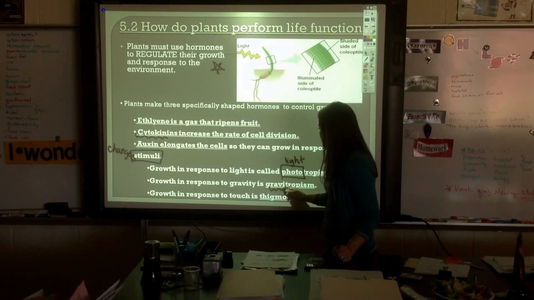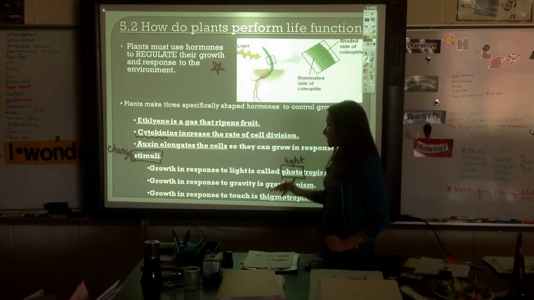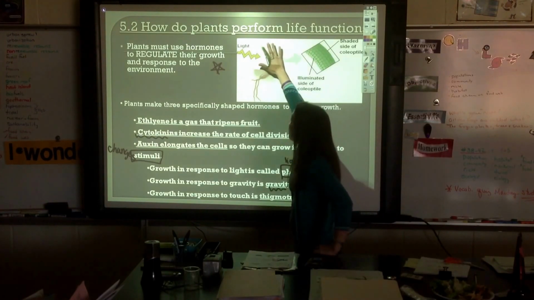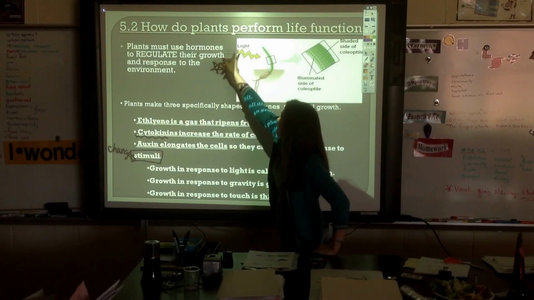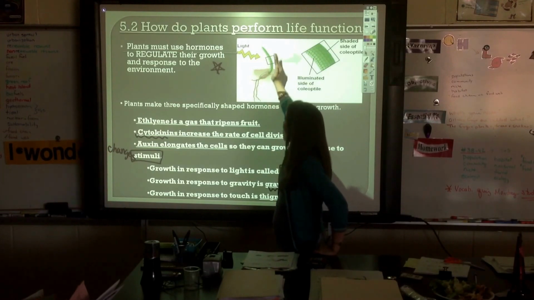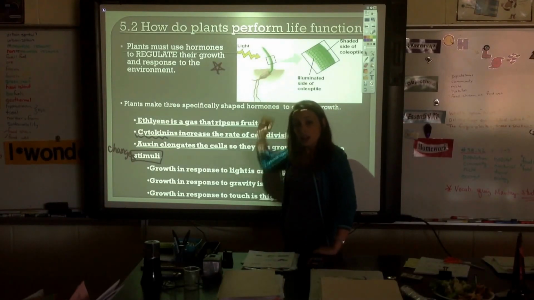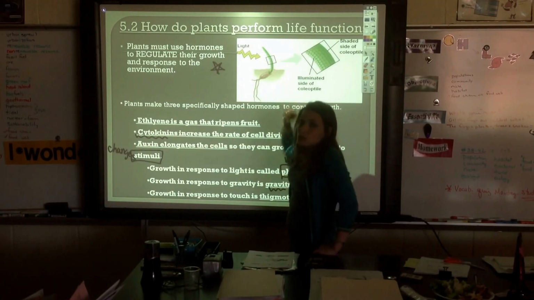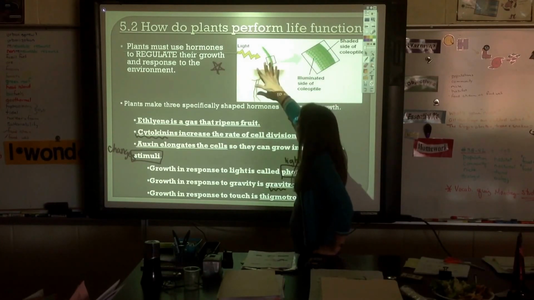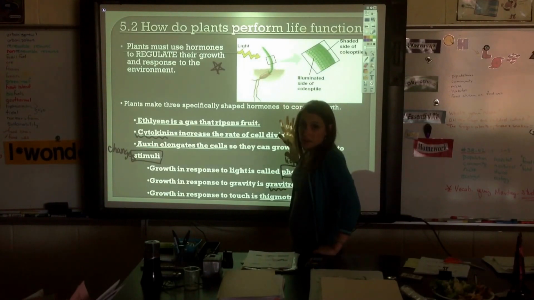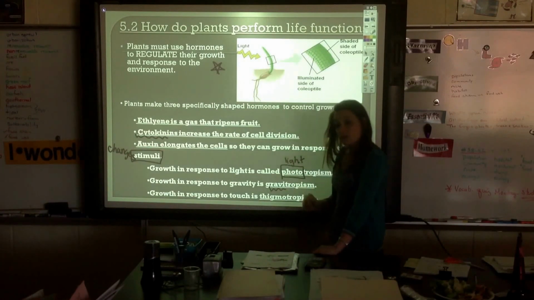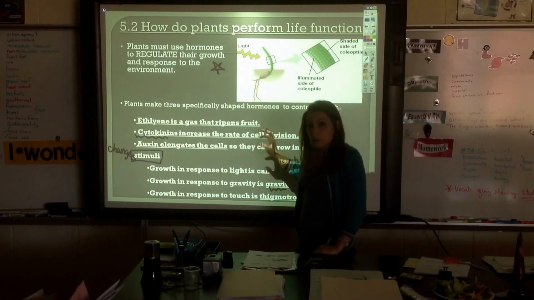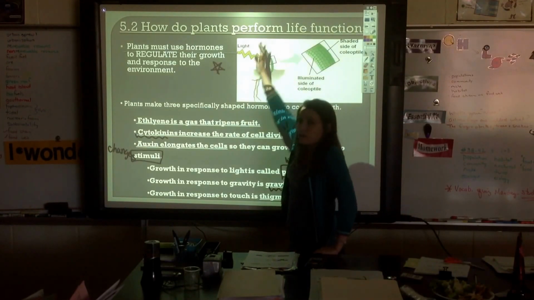Gravitropism. This one should be pretty easy, like gravity. This is growth in response to gravity. Now, if you look at this little seedling, you can see that if light is coming in from this side, the plant will bend towards the light. It will grow towards the light. The roots, however, do not grow towards the light. The roots will grow away from the light. When we talk about gravity, the roots will grow towards gravity, but the stem will grow away from gravity.